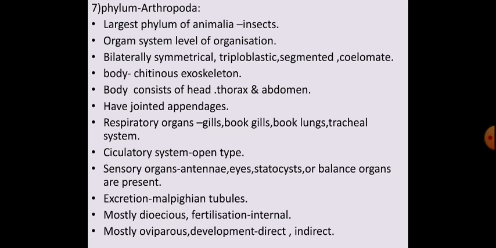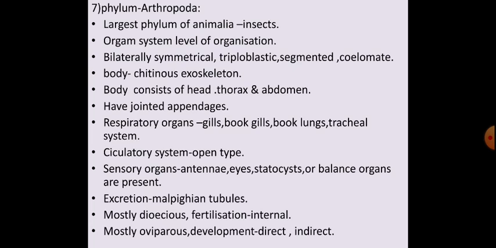Circulatory system is open type. Open type means there is a heart, but the blood is not connected with particular arteries or veins. There is no particular passage of fluid in the body. The fluid is just dipped upon the body. That is called an open type of circulatory system.